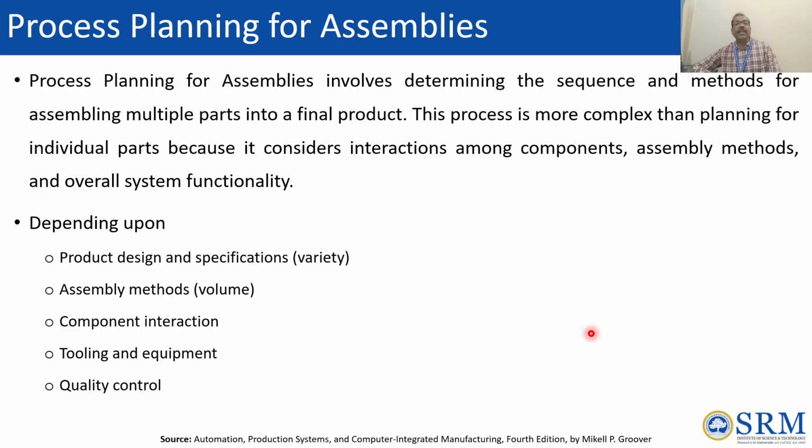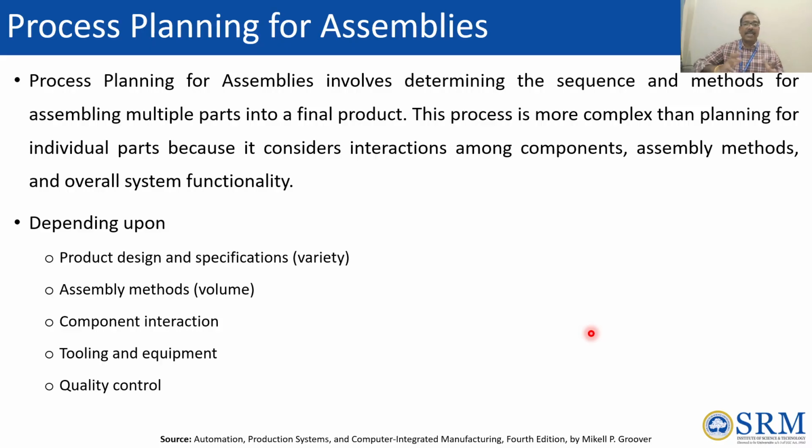So process planning for assembly involves determining the sequence and methods for assembling multiple parts into a final product. So we should have an assembly drawing, in which we see the sequence of operations we are going to do, one after another. This is a more complex process than process planning for individual parts. For individual parts, we only need to consider the machining sequence. But in terms of assembly, we need to be very careful. It is a bit complex compared with parts, but not that complex if we are very clear about our assembly drawing.